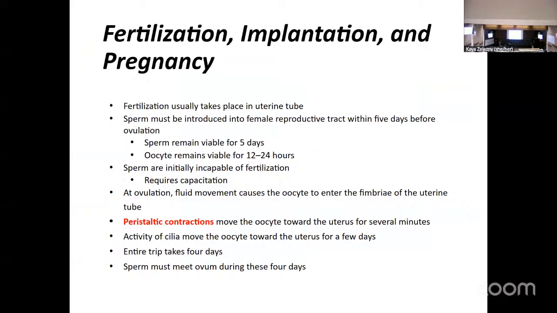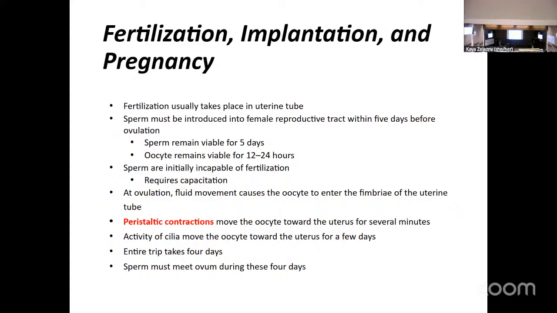It's usually not there yet when it encounters sperm, because sperm are moving, they're swimming through the reproductive tract, going up through the vagina, through the cervix, through the parts of the uterus, and then they start heading up the uterine tube towards the ovary itself.